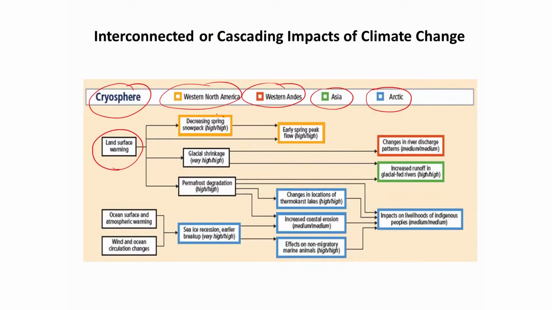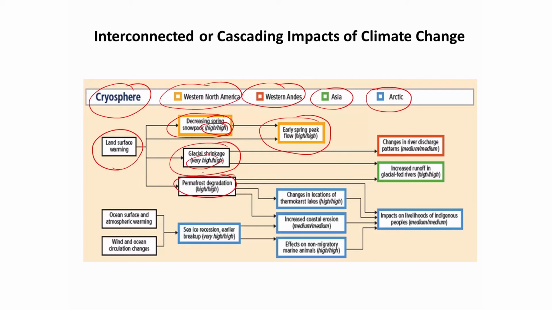That would immediately reduce the spring snowpack, and as we saw, that can increase the variability of the spring melt-off in the river runoff, and that obviously would lead to early spring peak flow in the rivers that rely on mountain snow melt, which is very common at high latitudes. It would also cause glaciers to shrink, and the impacts can be high or very high. Very high, high means it is somewhere in the range of high and very high.